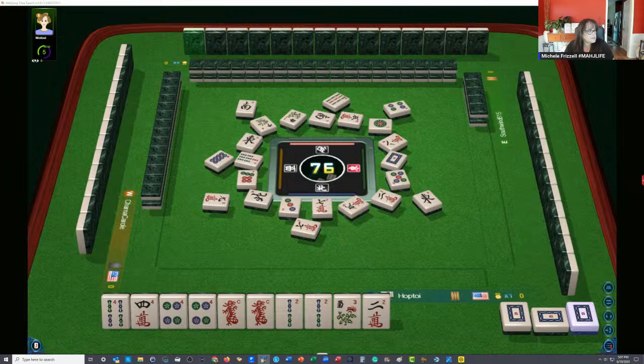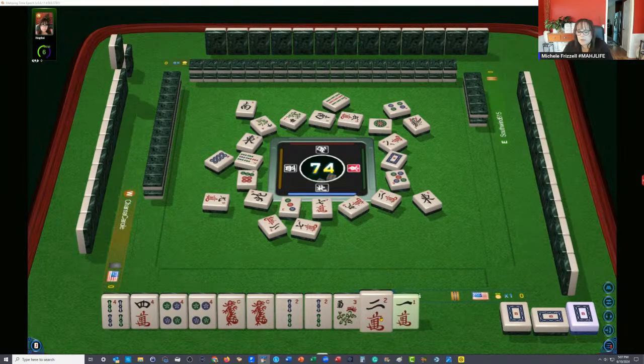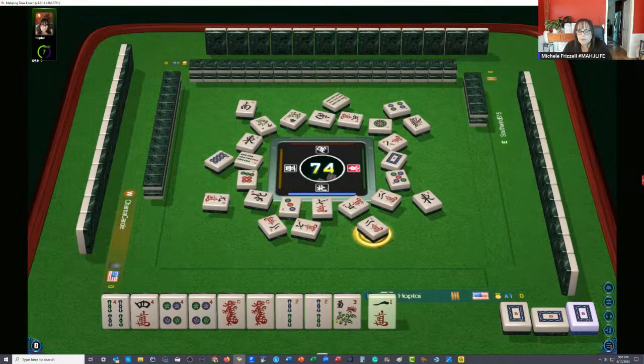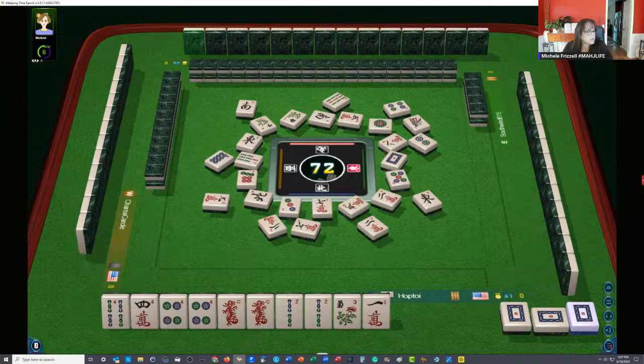Let's see. 1 bamboo. 2 discards with Joker bait. Okay, so it's 60 tiles remaining. We want to try to let the 2 bam go. 2 characters. It looks like nobody wants flowers. The 2 flowers are discarded there. 2 dots. So we have a hand with no gaps here. 2 dots.